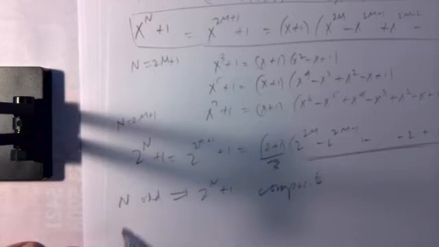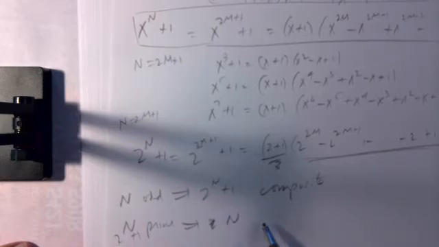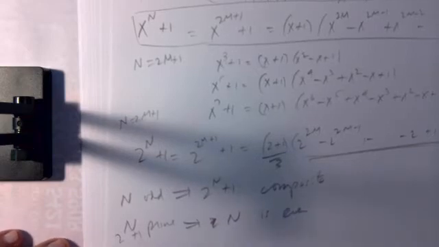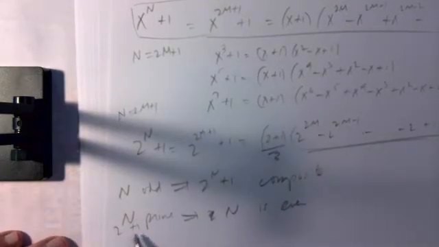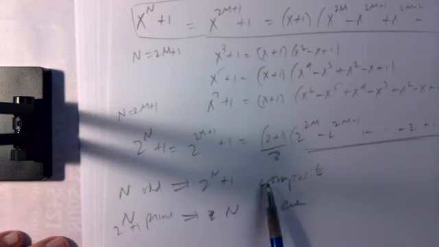So conversely, if 2 to the n plus 1 is prime, then n is even. Because if n were odd, 2 to the n plus 1 would be composite. So if 2 to the n plus 1 is not composite, that means prime, then n is even.